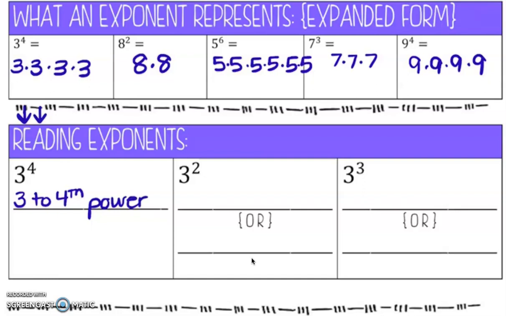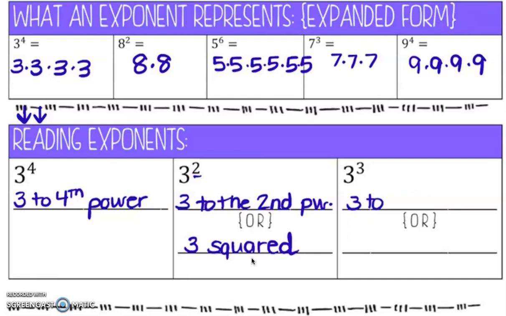Our second example says 3 to the 2nd power. Now, anytime you see a little 2 exponent, it can be read another way. So it can be read 3 to the 2nd power, or it can be 3 squared. Okay, the little 2 exponent can mean 3 squared as well. Okay, the next one says 3 to the 3rd power. Okay, or anytime you see the exponent 3, it can be cubed. So this would be 3 cubed. Okay, it can be read both ways.